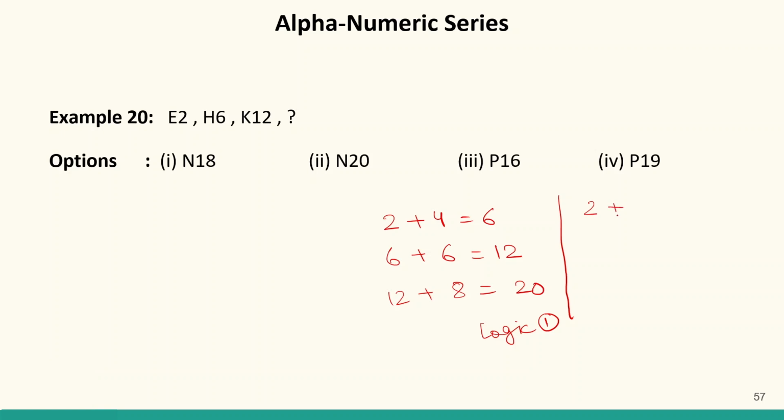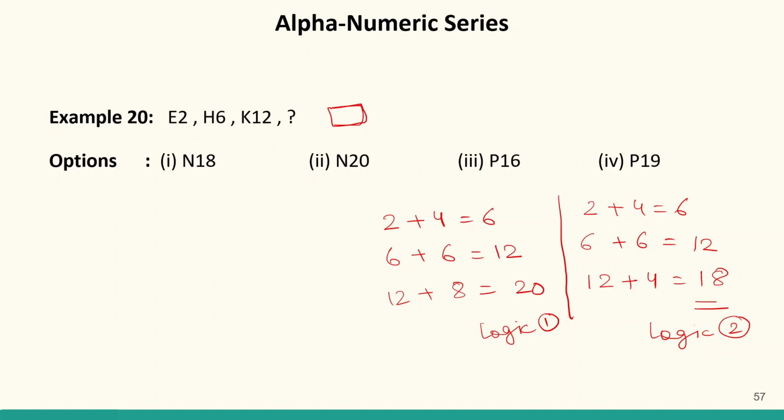I told you another logic also. The other logic is 2 plus 4 is 6. Sorry, 6 plus 6 is 12. Now let us go back to 4, which will give us 18. That is logic 2. It could be either this or this. We are not sure because we do not have the next element to confirm, right? So if we do not have the next element to confirm the logic, then what will we do? Then we'll follow the normal logic.